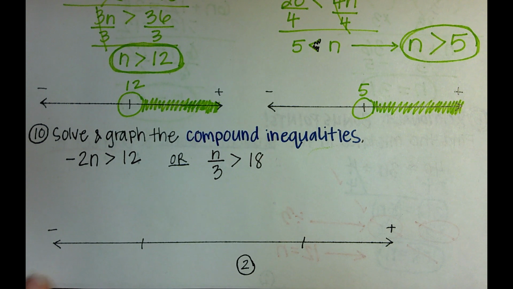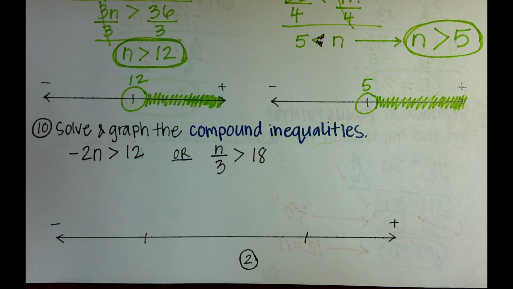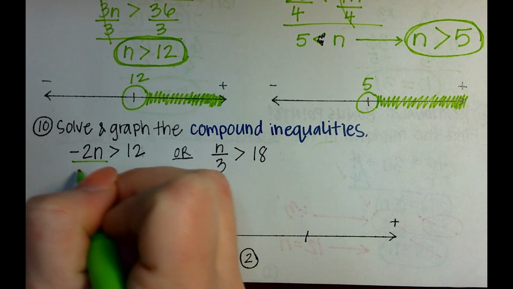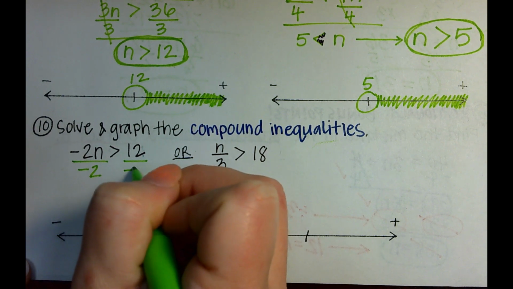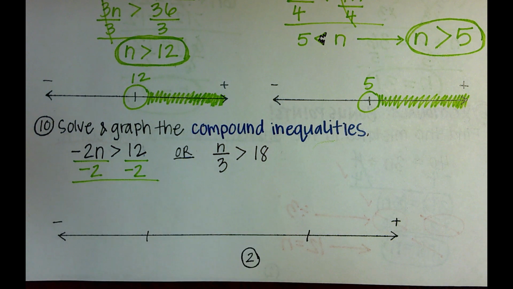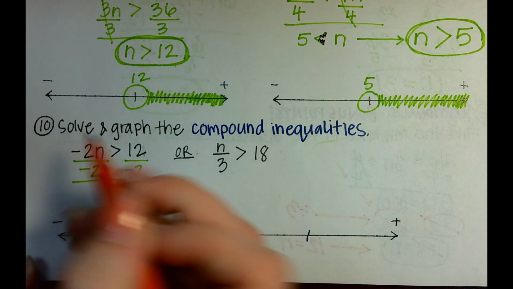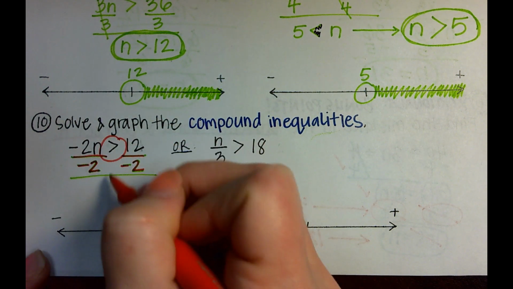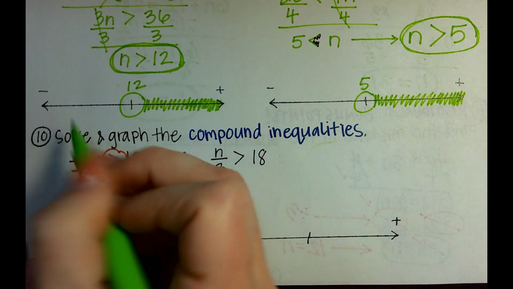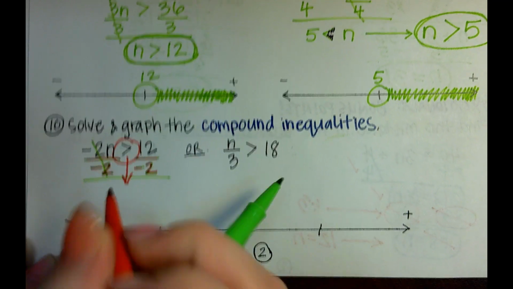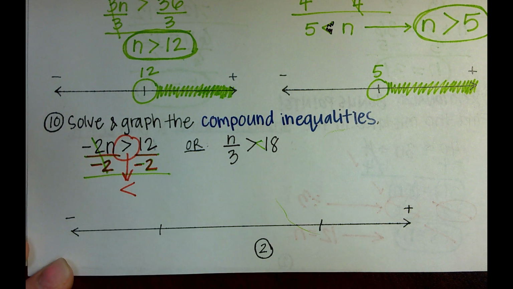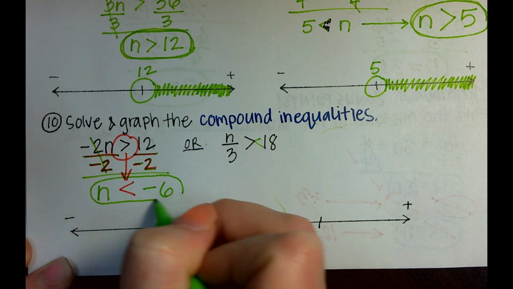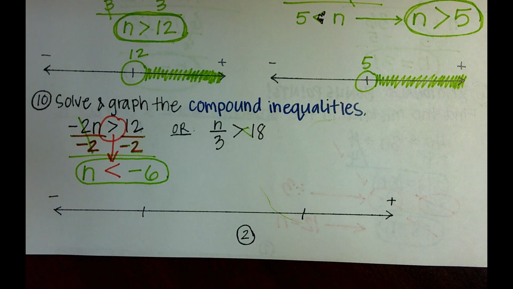So, for number 10, let's start with our first one. Negative 2n is greater than 12. Divide by negative 2. There should be an alarm going off in your brain. What just happened? We divided by a negative. We flip the sign. So, yes, my 2's will cancel. When I bring my sign down, instead of greater than, it is less than. N is less than negative 6. So that is one part of my inequality.